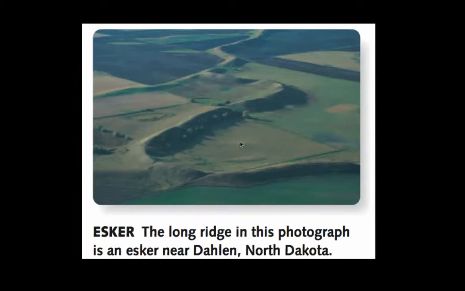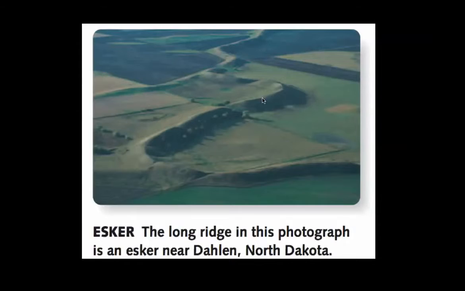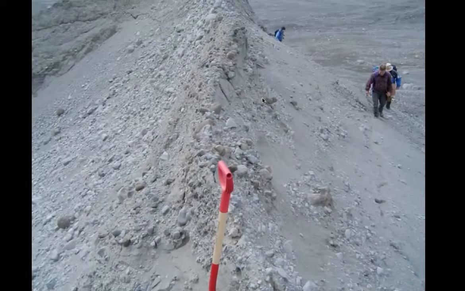This is in Dahlen, North Dakota. And that's an esker. This was once covered with ice. This was a stream running through the ice. And when the ice melted away, all the material that was in the stream bed within the glacier got dropped. If you're walking across a glacier and you fall into one of these streams, well, good luck. Not good. This is what the esker looks like up close. Everything is just mixed up. It's not separated like you would expect in a river.